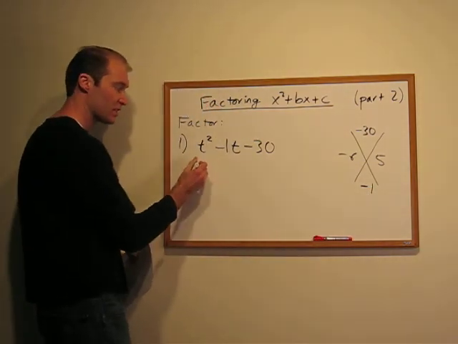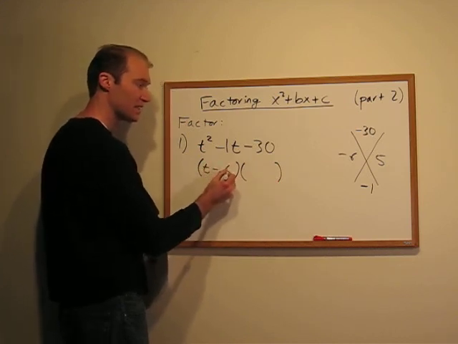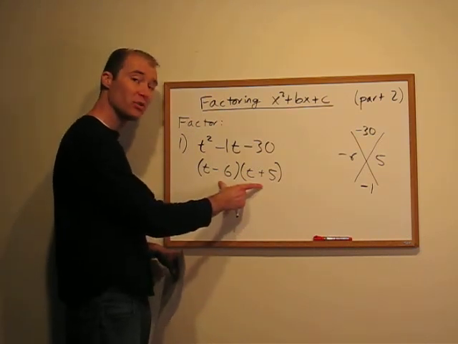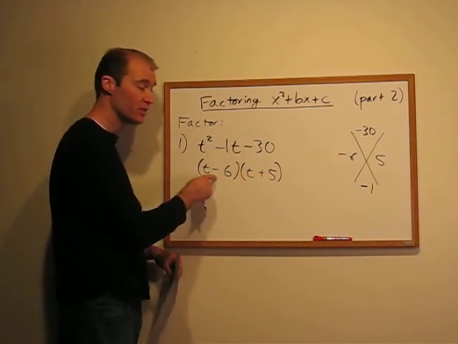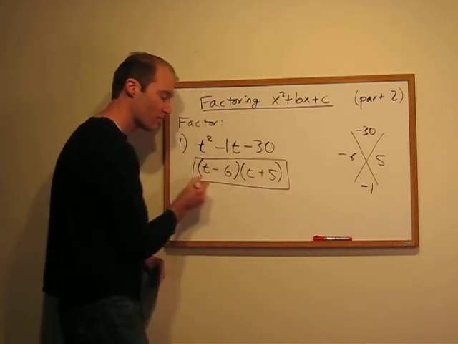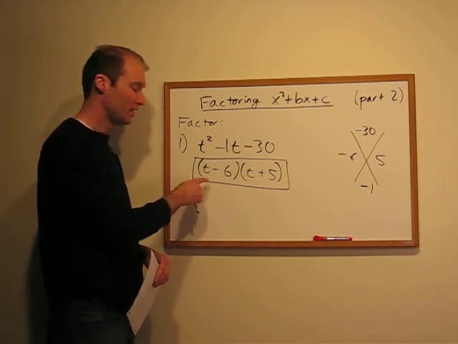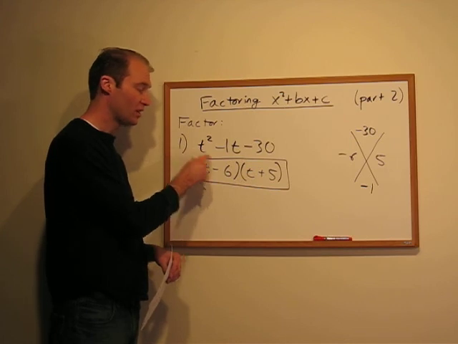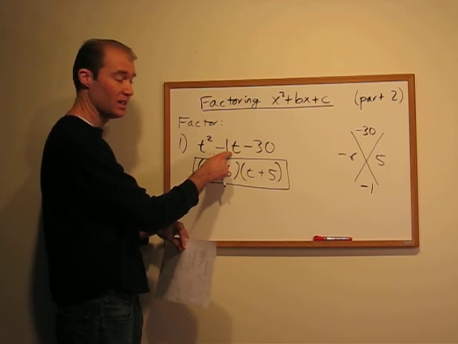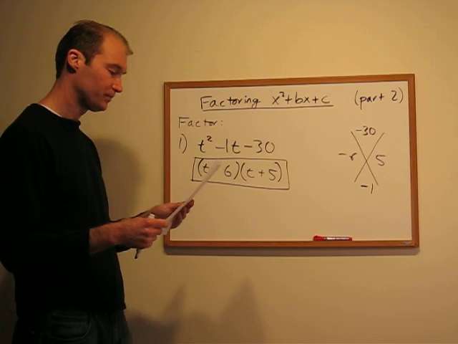So that means that this splits up into t minus 6 times t plus 5. Again, that could be written in either order. You could put the t plus 5 first and the t minus 6 last. Either way is fine. I recommend that you, at least in your head, FOIL it out just to make sure that it works. T times t is t squared, and then 5t minus 6t gives me the negative 1t, and then for my last term, negative 30. Looks like it works out.